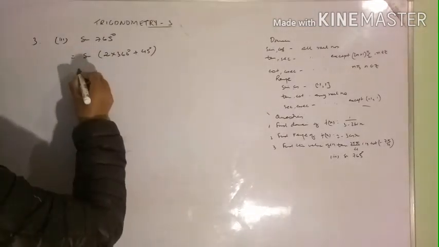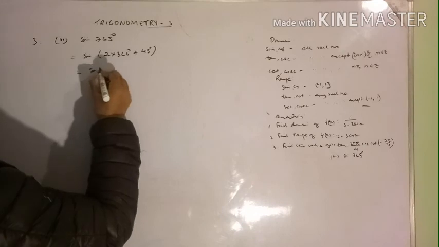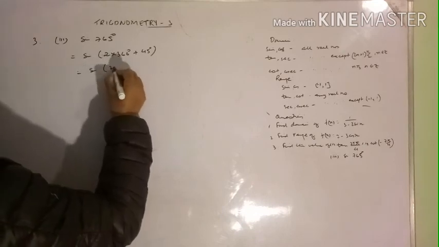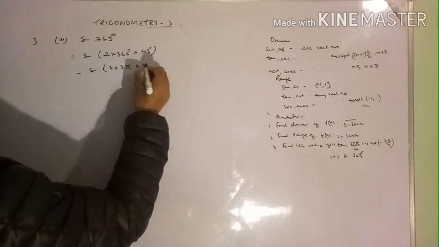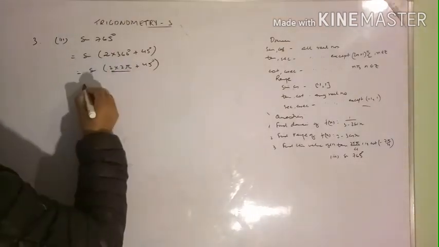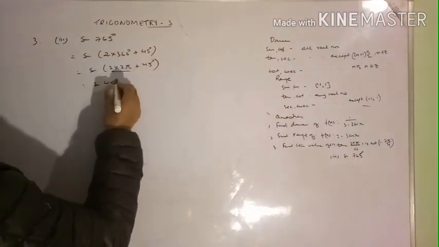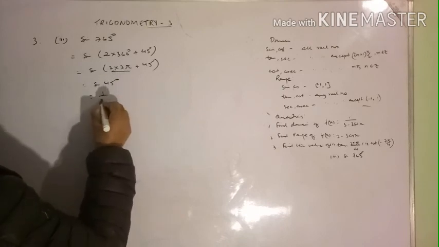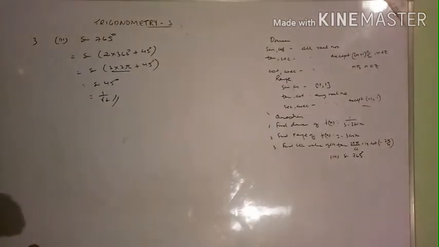So this also you can write as sine of 2 into 2 pi plus 45 degrees. So 2 into 2 pi, periodic function. So this is equal to sine 45 degrees. Sine 45 degrees is 1 by root 2. So that is the answer. Okay. So we'll continue in the next class.